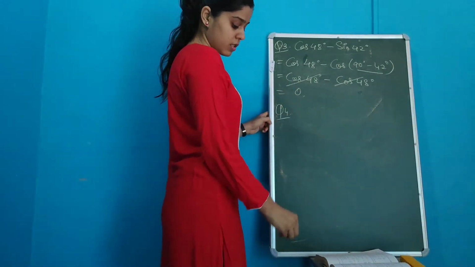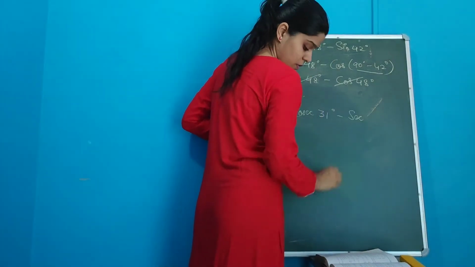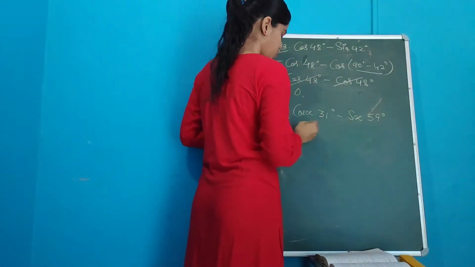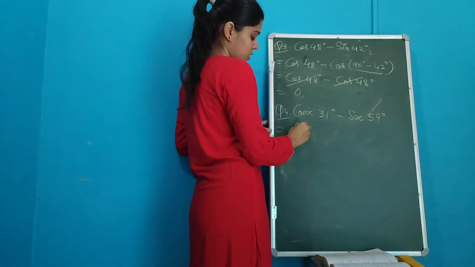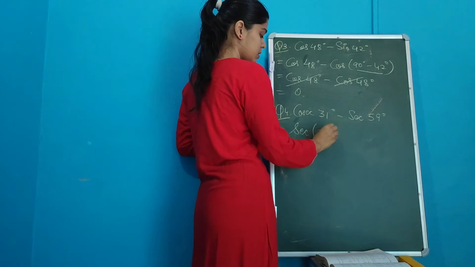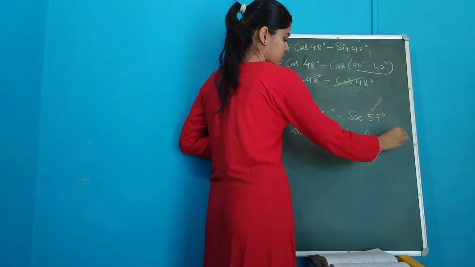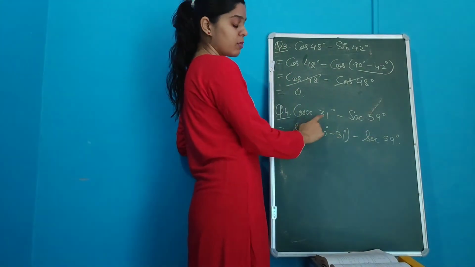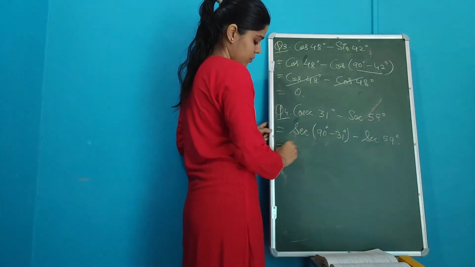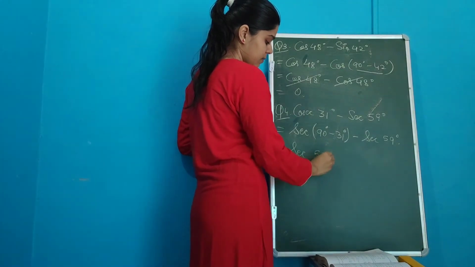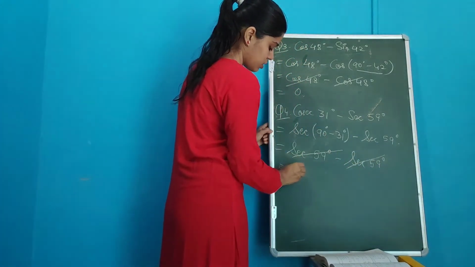Coming to the next question, it says cosecant of 31 degrees minus secant of 59 degrees. Again we'll convert only one of them, so I'll be converting cosecant this time. Cosecant becomes secant of 90 minus 31 degrees, minus secant of 59 degrees. Secant 90 minus theta becomes cosecant theta, and here 90 minus 31 is 59, so it becomes secant of 59 degrees minus secant 59 degrees, and it gets cancelled out, it will be 0.